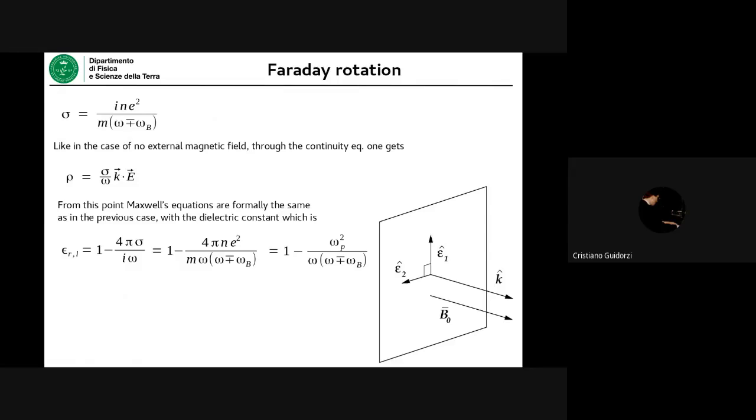So it works as a high-pass filter. Whatever has a frequency below the plasma frequency doesn't get through. And again, you see the generalization of what we obtained in the absence of the magnetic field. In the absence of that, omega b, the cyclotron frequency, is 0, so you get what we obtained in the previous case for the dielectric constant.